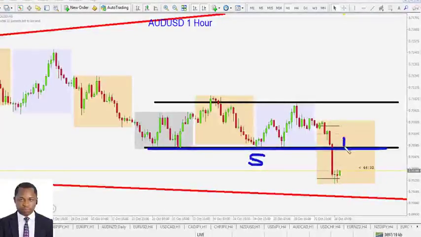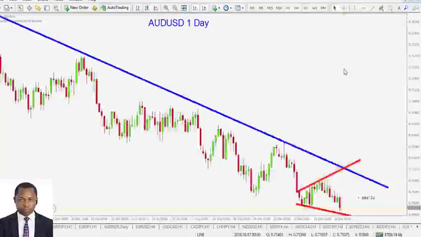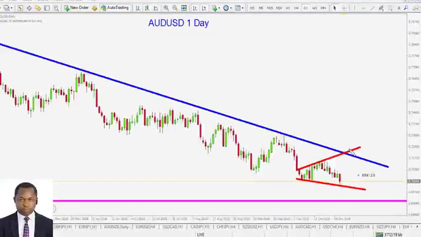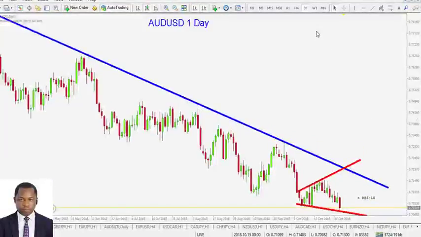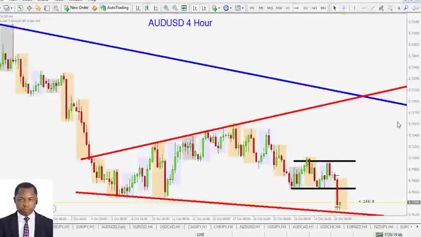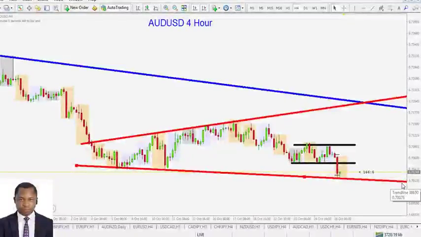Former support now acts as resistance. If price comes here, it should be finding some resistance at that point. But as price is trading around the daily area of possible support, that area, we don't want to take short entries here. It might be trapped. Let me try to get that line going. Okay, let me be very specific with that level.